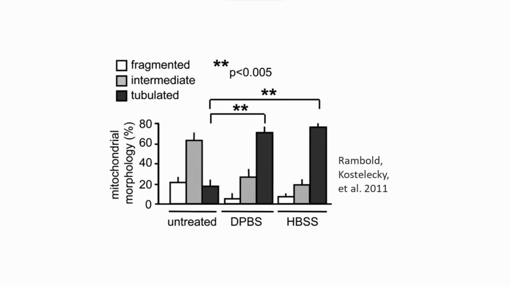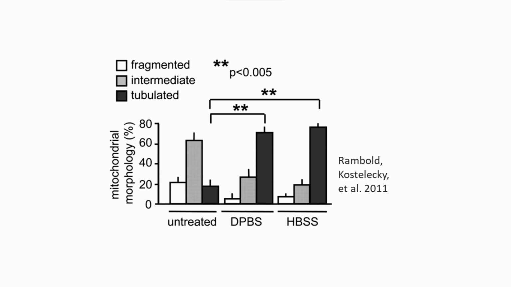And this is just one paper that I've put here that is talking about the shape or the dynamics of the mitochondria in different conditions. You have untreated cells, you have cells treated with PBS or HBSS. PBS and HBSS are just two kinds of media that we can keep cells in. So PBS is not technically a media, but yeah. In any case, PBS and HBSS are both mimicking a starvation-like condition where you don't have nutrients provided to the cell.